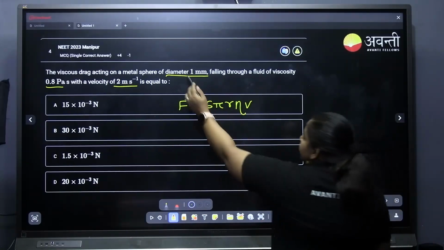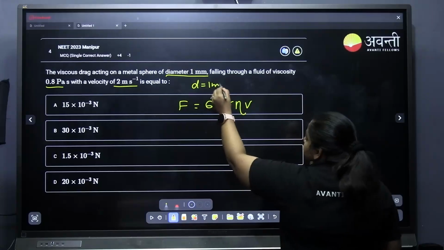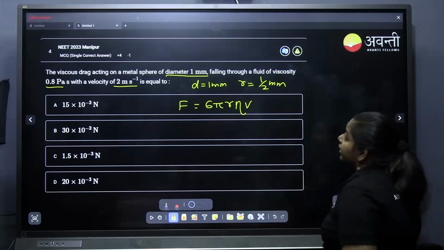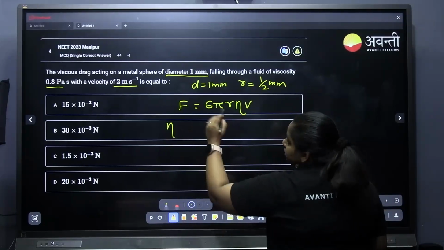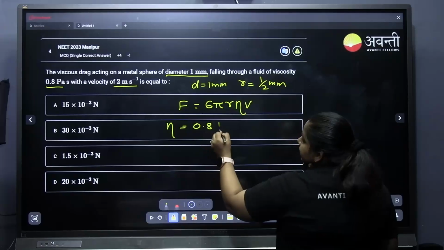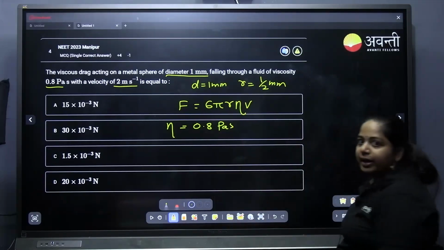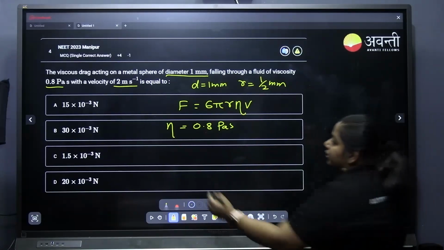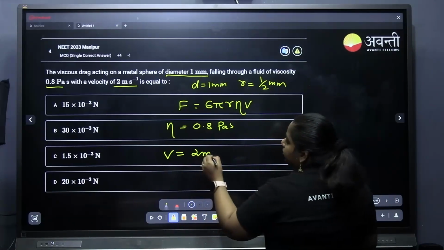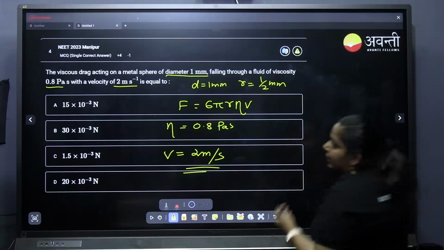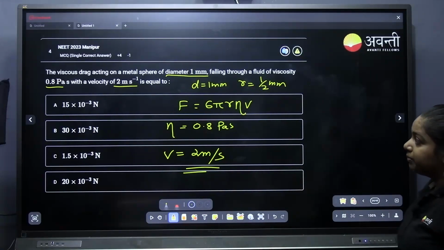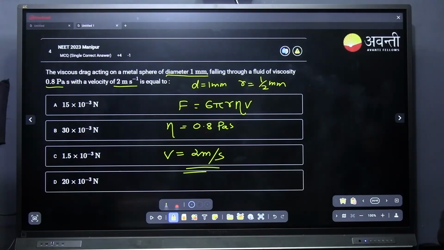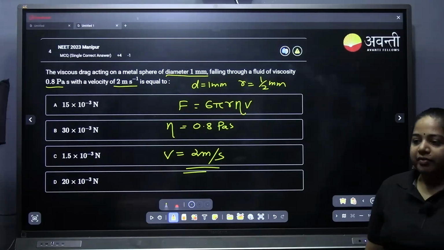See, diameter is given as 1 millimeter, so radius will be half millimeter. Eta is given as viscosity 0.8 Pascal second. You can find the unit, this is the SI unit for it. And velocity is given as 2 meter per second. Substitute all. Option A. Okay. Did everybody get that value?